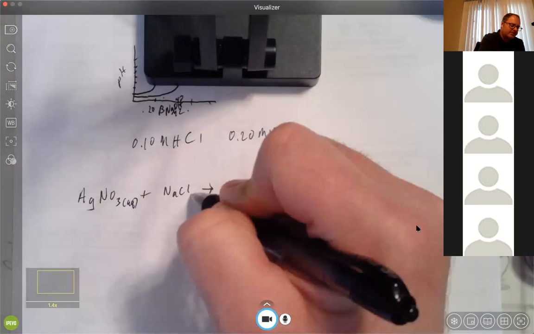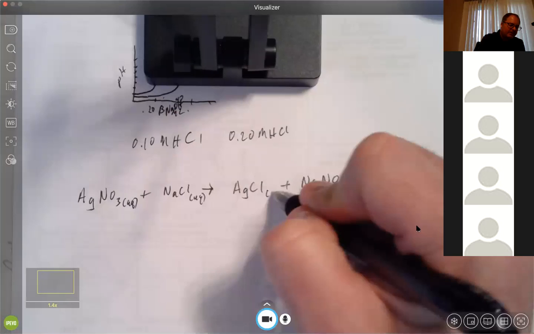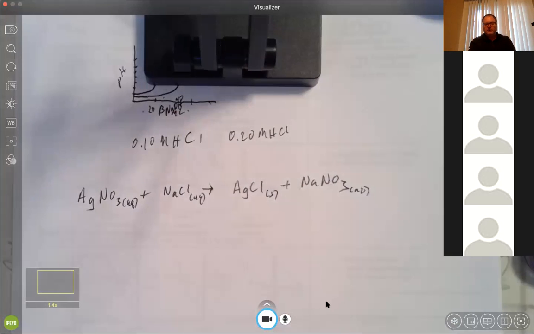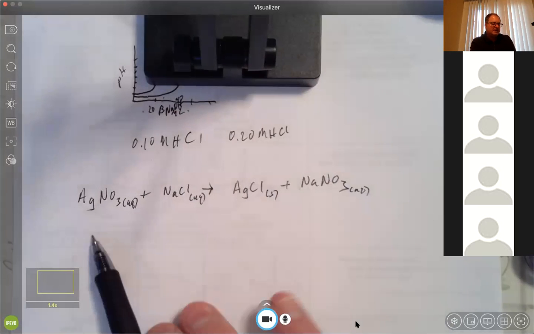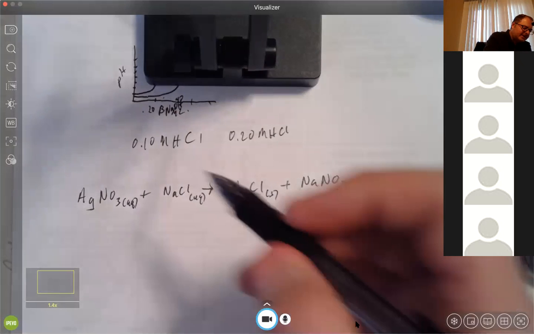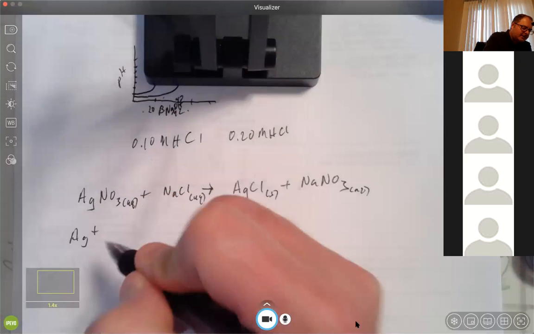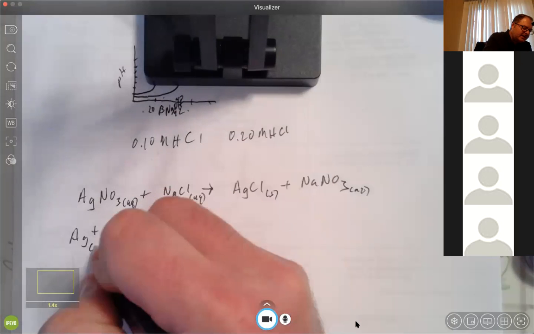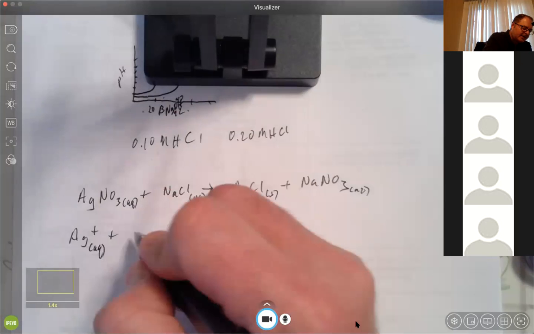I'm not going to force you to look up that solubility chart, but hopefully you would have been able to get that. Now, the whole idea with a net ionic equation is anything that is aqueous on both sides is not going to be part of the reaction. So to break this down into what we call the ionic equation, basically you would take everything that's aqueous and break it down.